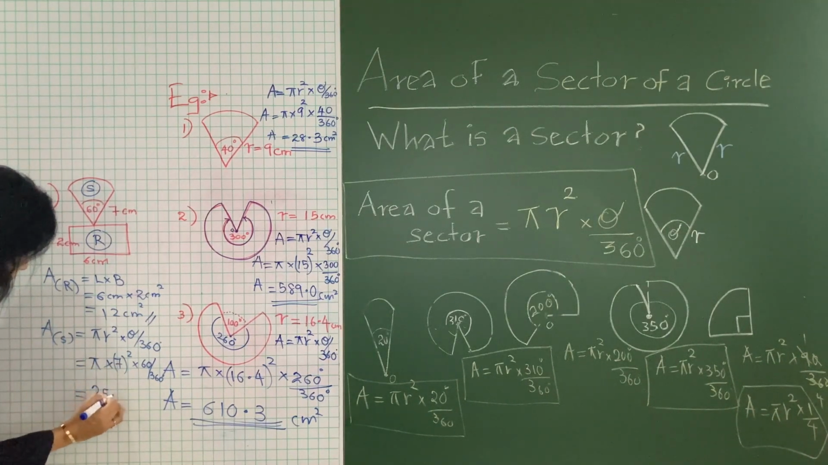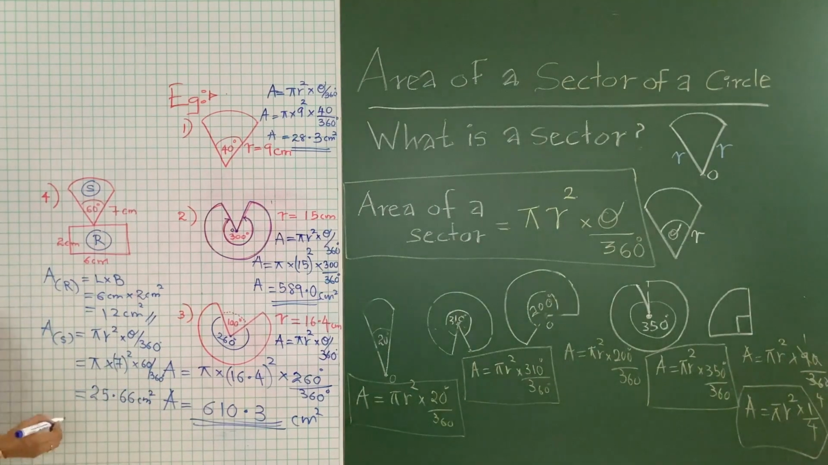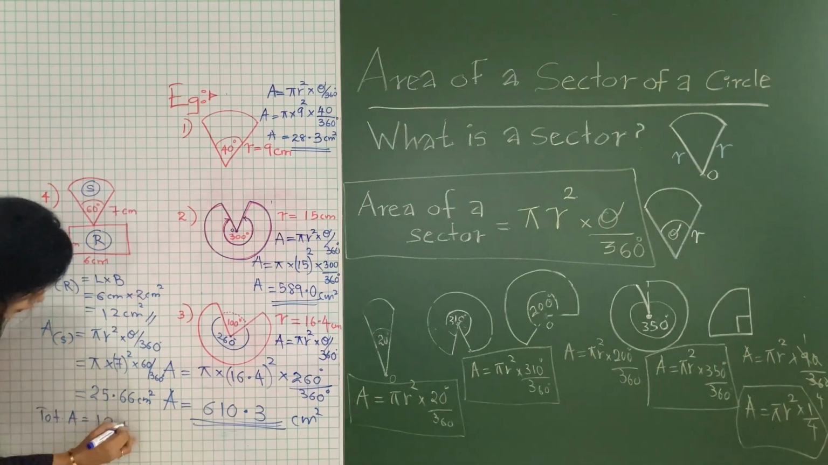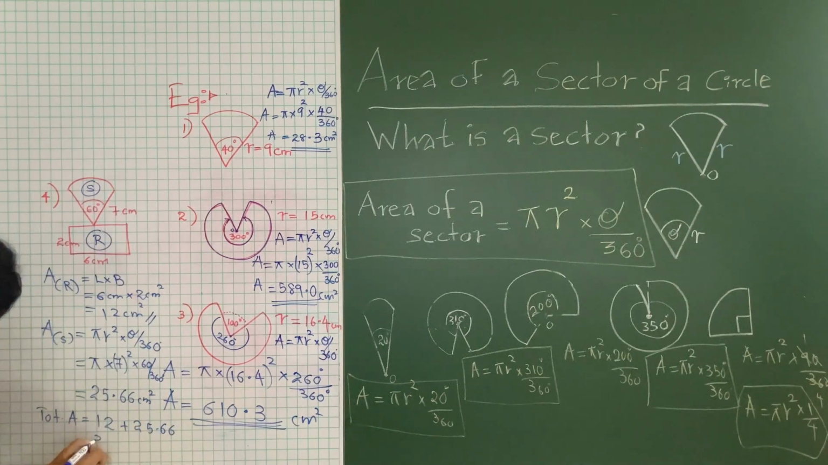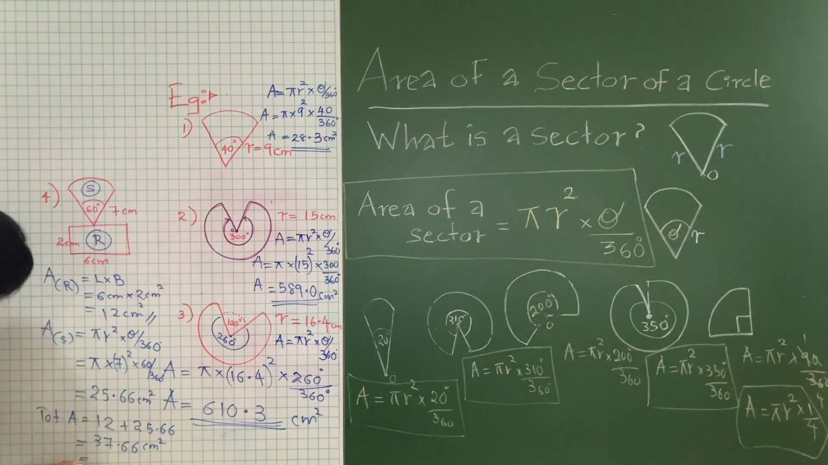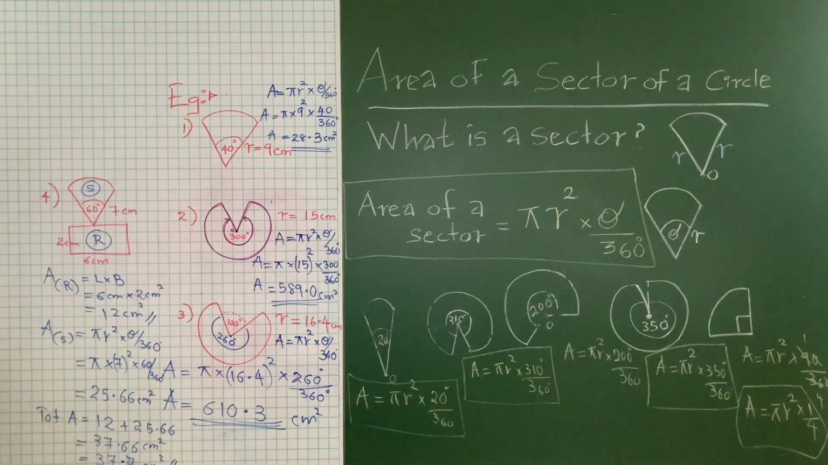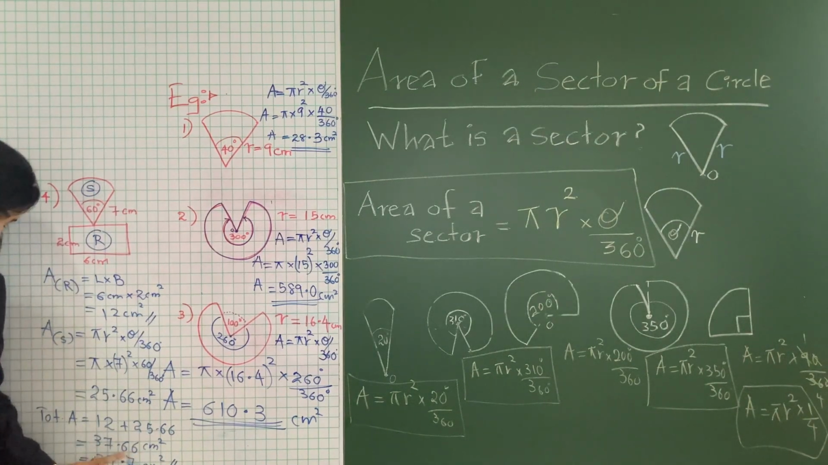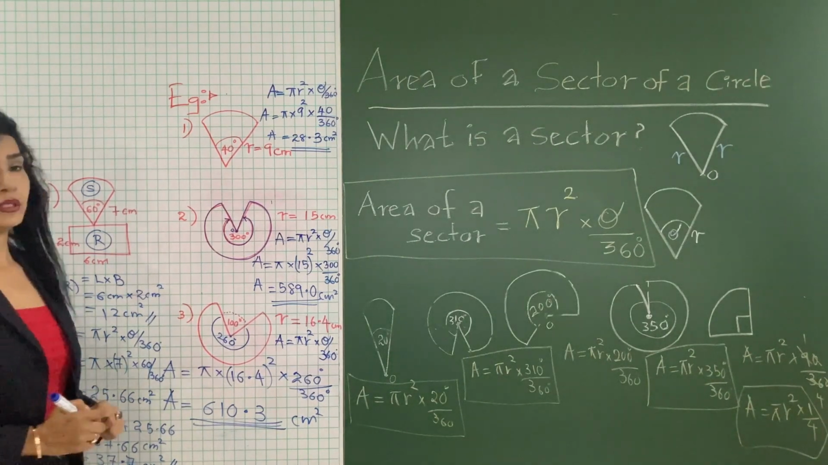So get me the answer here. Is it 25.66 square centimeters? Alright. So then total area, Tot A is equal to 12 plus 25.66. It comes to 37.66 square centimeters. For one decimal place, it's 37.7 square centimeters, because I'm removing 6, which is above 5, so I have to add 1 to 6. So 37.7 square centimeters is the answer for one decimal place.